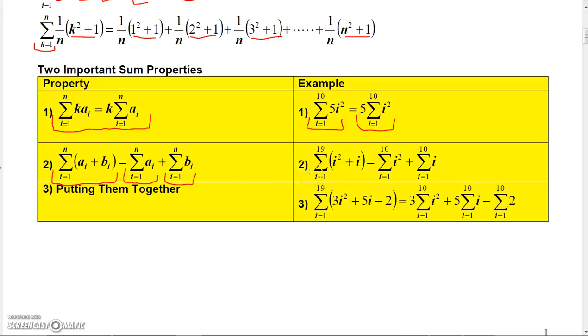So an example here would be if I wanted to sum i squared plus i as i goes from 1 to 10. So as i goes from 1 to 10, then that would be the sum of i squared as i goes from 1 to 10 plus the sum of i as i goes from 1 to 10.